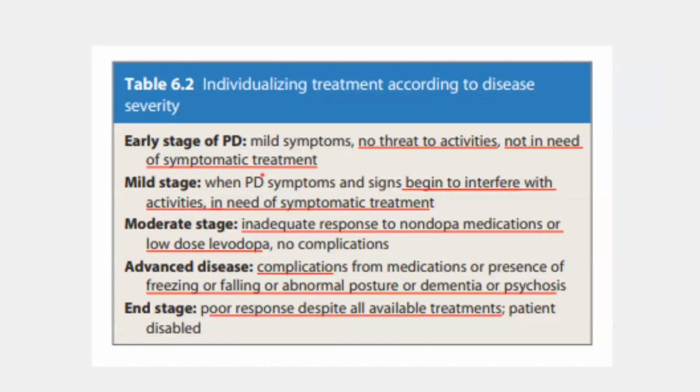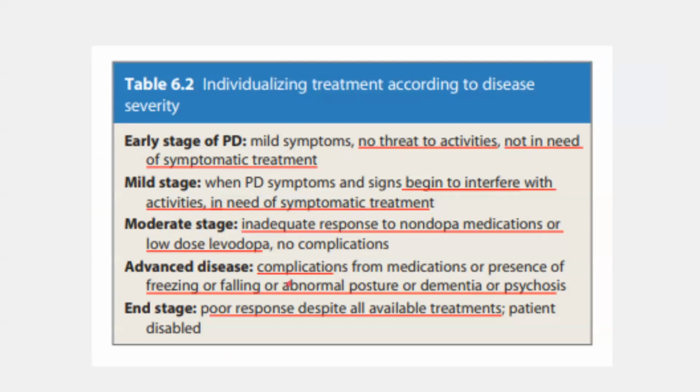So this is the same slide. Early stage, no symptoms, don't treat. In mild stage, start with the non-dopa therapy. If the patient is having symptoms, then give. In a moderate stage, even after giving the dopa agonist or MAO inhibitor, if the patient is having symptoms, you can give the low dose levodopa or escalation of the dopamine.